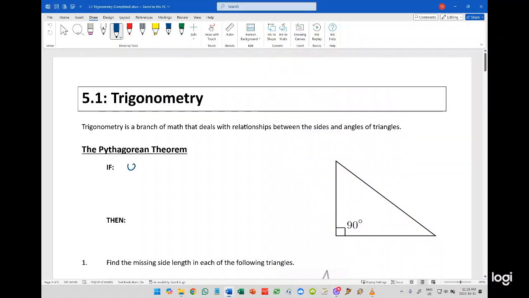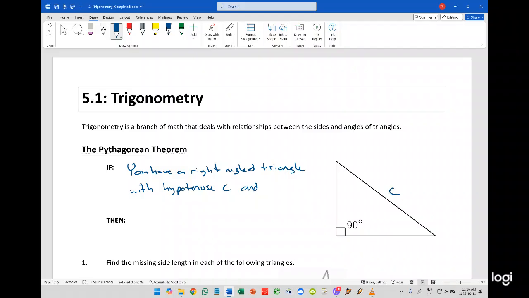So if you have a right angled triangle with hypotenuse C, and for those who forget what the other two sides are called, we know they're called A and B, but they're called together the legs, and it doesn't matter which is which. I can reverse the A and B and the theorem stays the same. And legs of A and B.